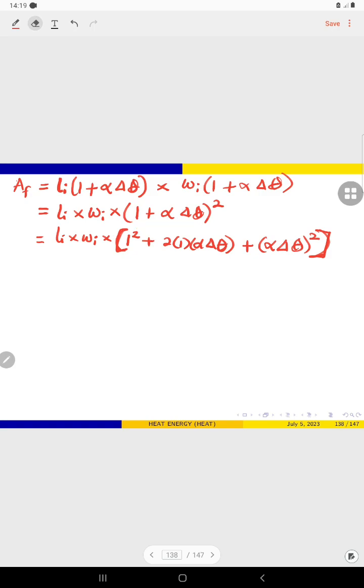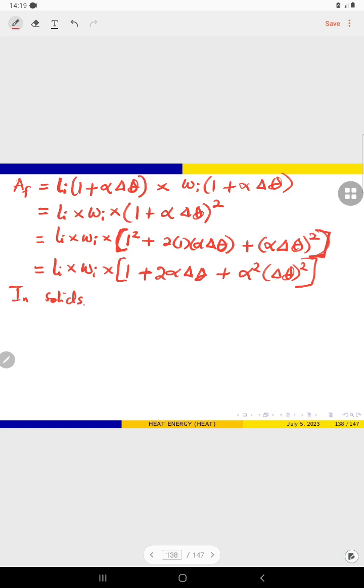So this one will give us this. So when we break it further, then we are going to get Li Wi times what? 1 plus 2 alpha delta theta plus alpha squared delta theta. I hope we get something like this. But we know that, you see, in solids, alpha is usually small, the linear expansivity.